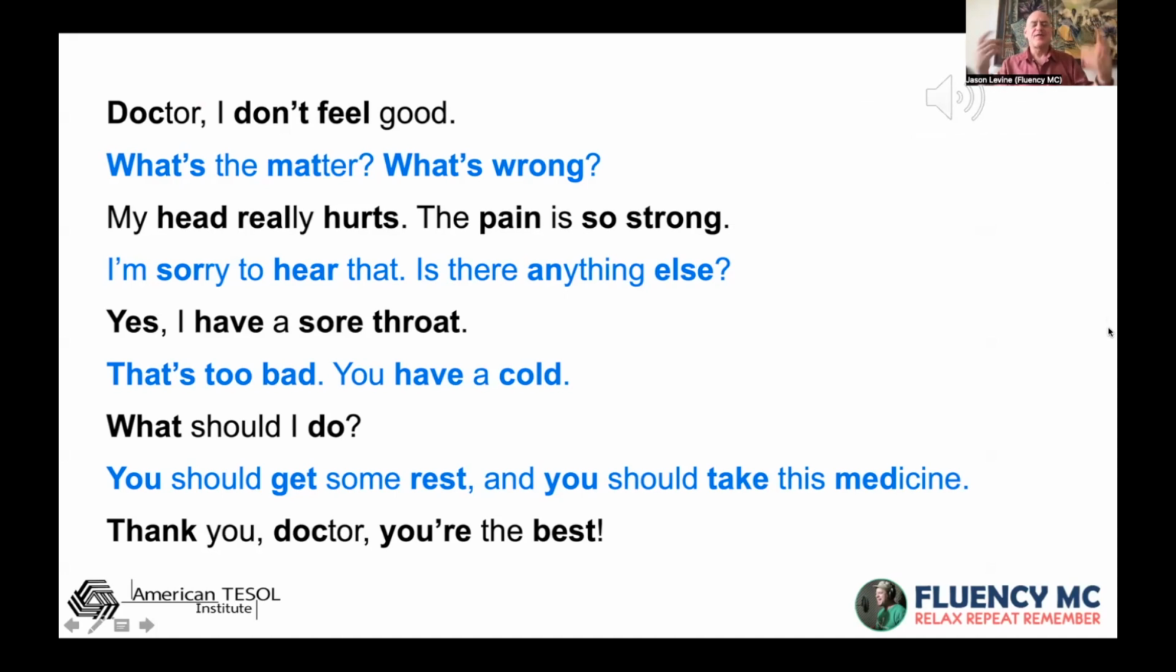Doctor, I don't feel good. What's the matter? What's wrong? My head really hurts. Pain is so strong. Sorry to hear that. Is there anything else? Yes, I have a sore throat. That's too bad, you have a cold. What should I do? Get some rest and you can take this medicine. Thank you, doctor, you're the best.